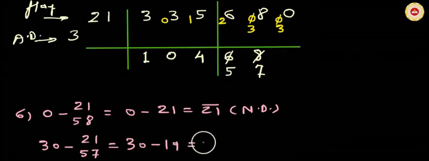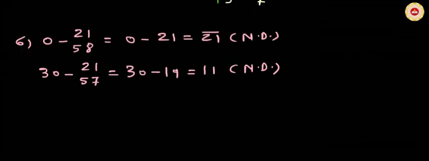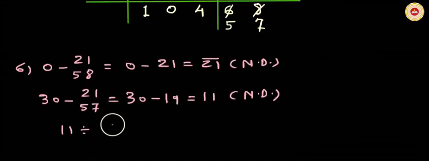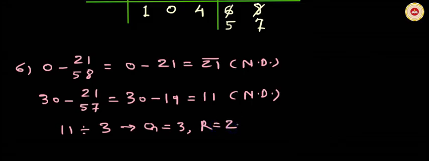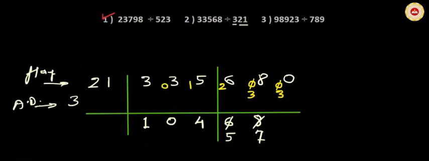30 minus 9 is 21... 30 minus 19 is 11, and 11 is the net dividend, which is positive. So let us divide 11 by the actual divisor 3, which gives us quotient 3, since 3 3s are 9, and the remainder is 11 minus 9, 2. So the quotient is 3 and the remainder is 2.